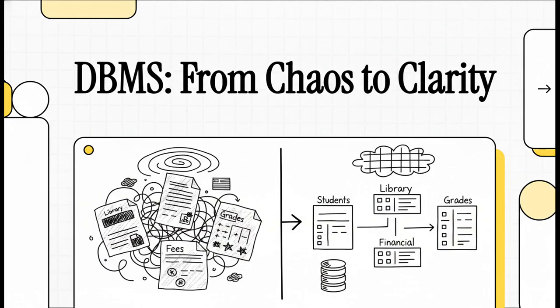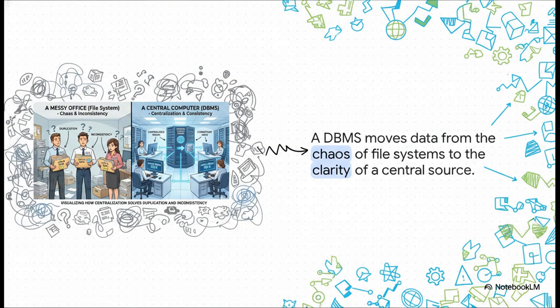Well, this is the exact problem that a database management system, or DBMS, was built to solve. It's the tool that brings order to all of that chaos. So look, over here on the left, you see what I mean. That's the messy office. It's what happens when you use a simple file system. Different people have different versions of the same data. One file says a student lives in city A, another says city B. It's confusing, and honestly, you can't trust any of it.